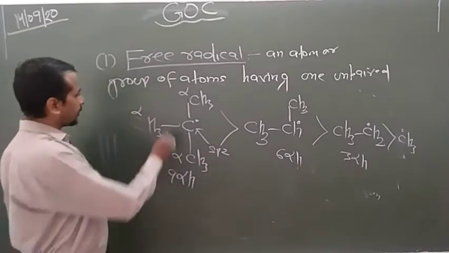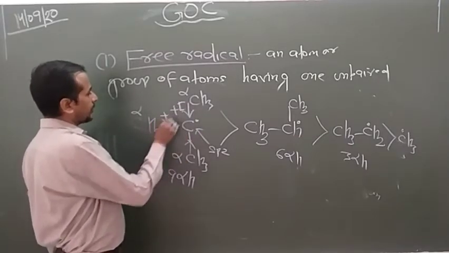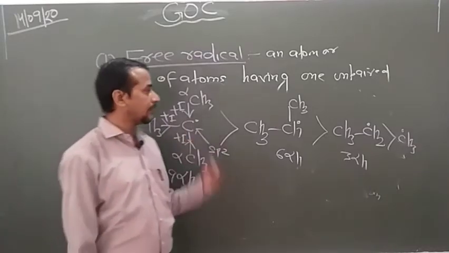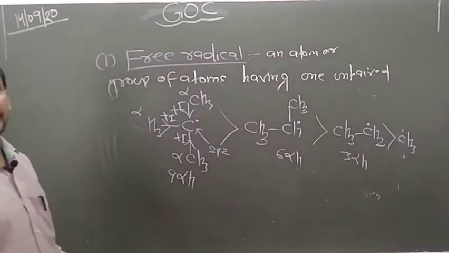Now by the inductive effect, plus I effect, the more the plus I effect, the more the stability of free radicals. So in this way, you can also find the stability of free radicals.